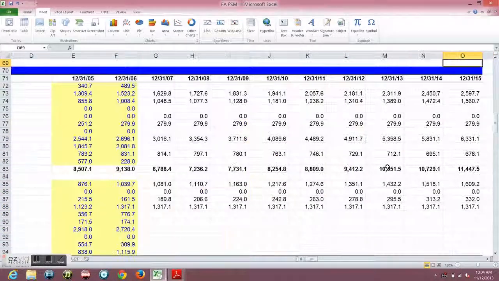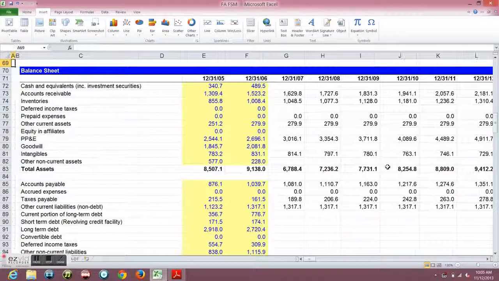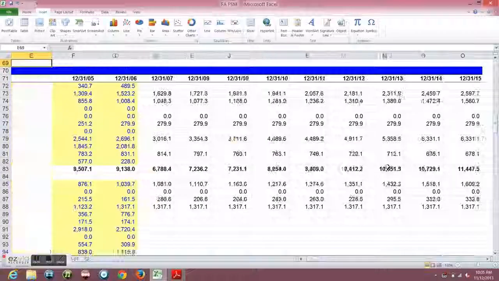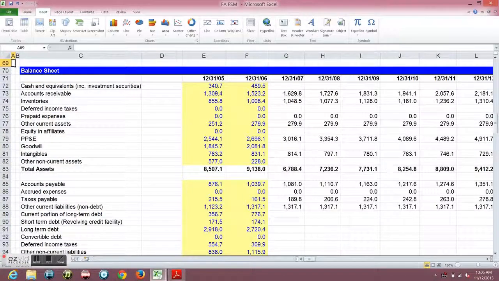But as you can see, our balance sheet is coming along. The other stuff, as in outstanding shares and everything, is a little bit complicated, so I'm going to save that for another video. But yeah, we're almost done, guys.